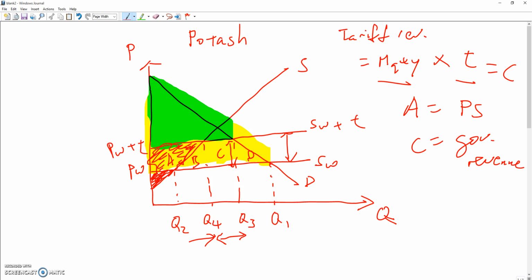Now some students also ask this question: how does trade creation work? Trade creation is the opposite of this diagram, meaning instead of shifting from SW to SW plus T, you shift from SW plus T downwards to SW, meaning you will gain B and D as the additional welfare. So for the tariff diagram, B and D is a welfare loss, but for trade creation, B and D becomes your welfare gain. Yep, that's about it.